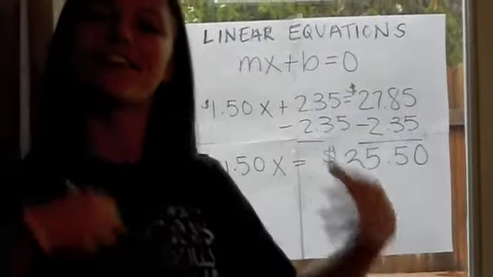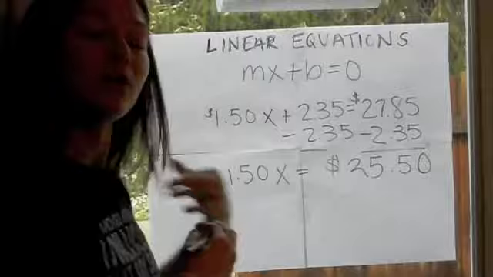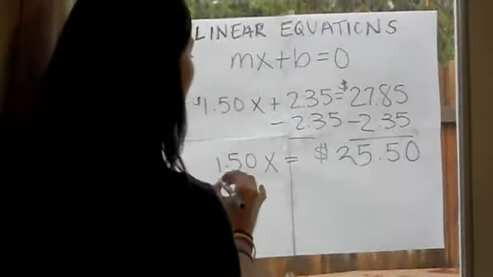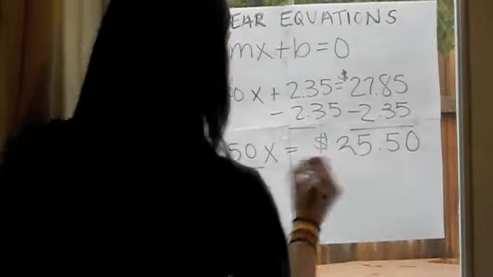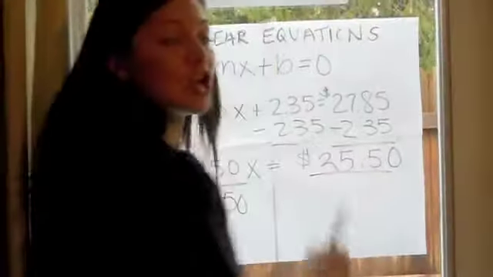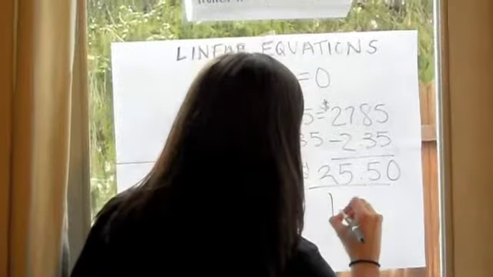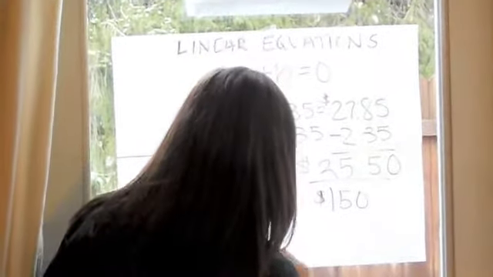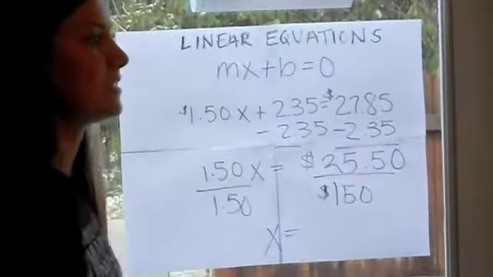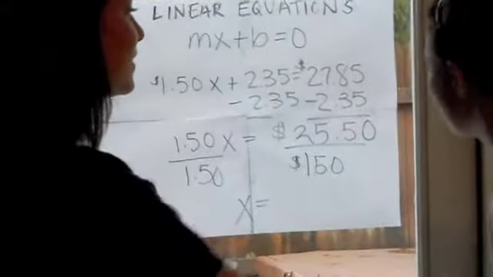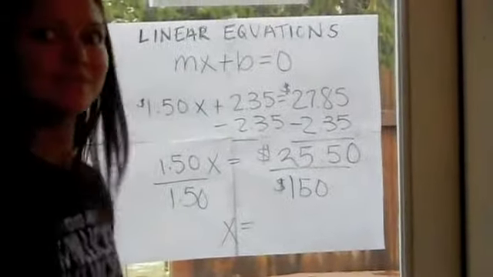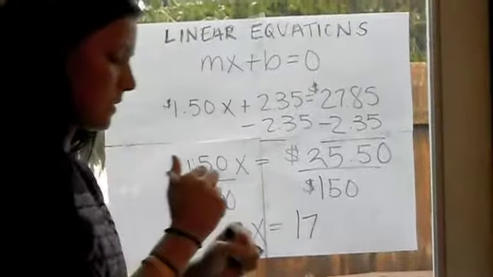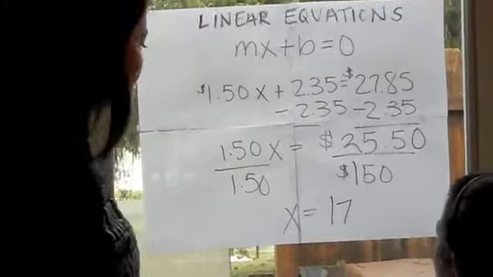Now, you can also solve it with your calculator, but we don't need to do that. We're going to take $25.50 and divide it by $1.50 to get our x. X is equal to 17.